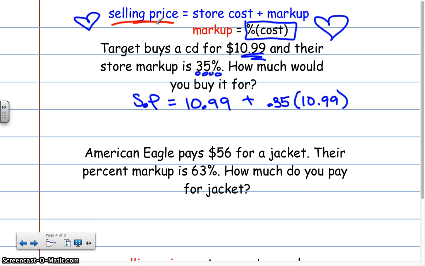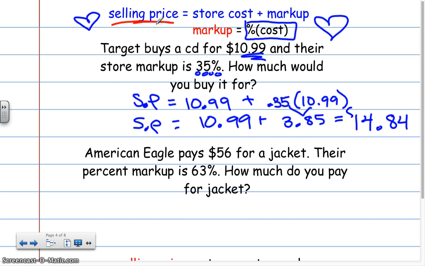Yep, so now I'm going to multiply this together because multiplication is more important. So I'm going to go 0.35 times 10.99, which is 3.85 rounded. So that means that they're going to sell it for 10.99 plus 3.85, which is 14.84. So that's how you figure it out? Yep, this is how you do it.